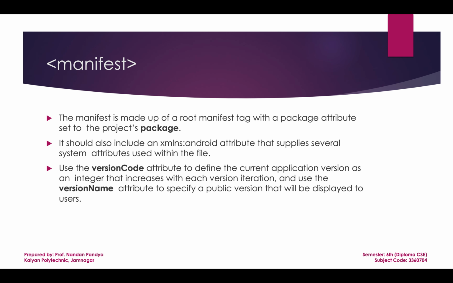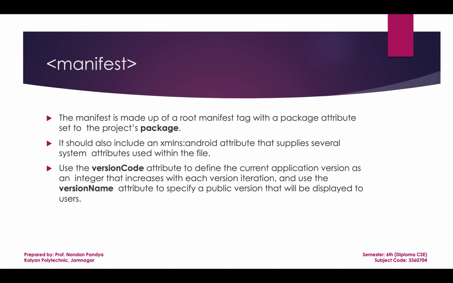To begin with, the manifest tag. This is the root manifest tag with a package attribute set to the project's package. It should also include an Android attribute that will supply several system attributes within the file.